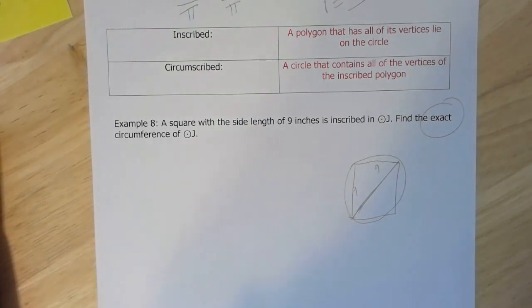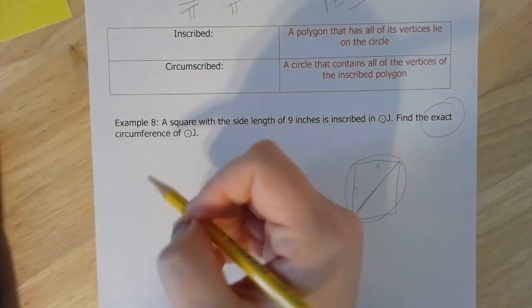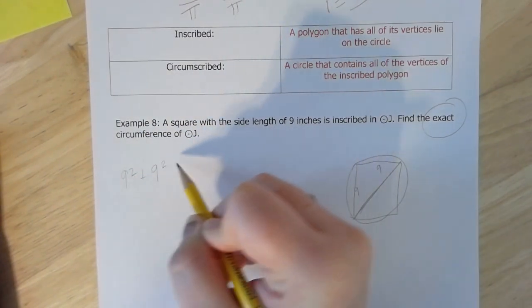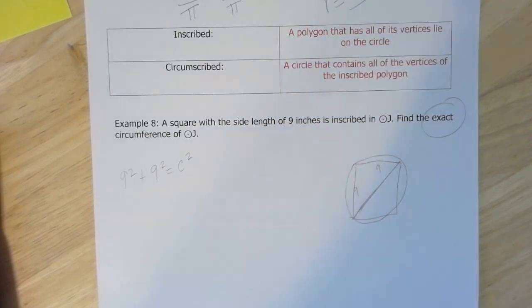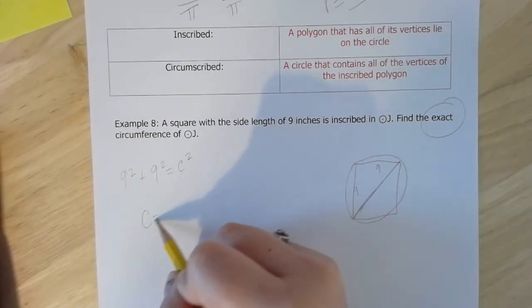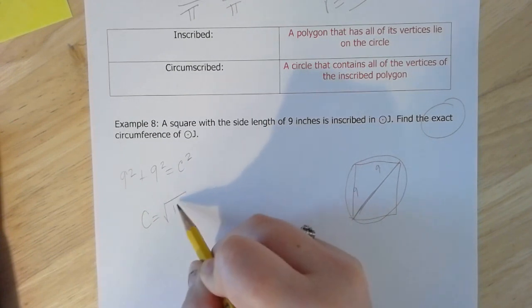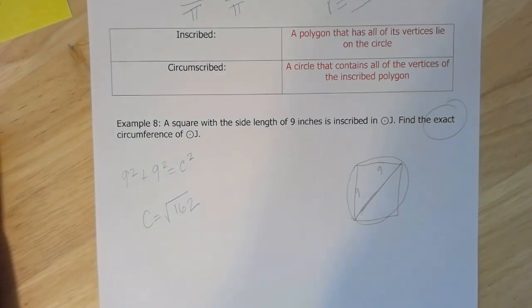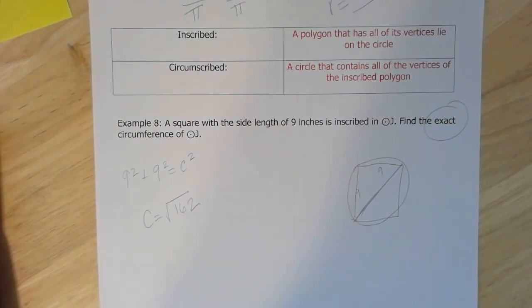If you've been thinking about it, Pythagorean theorem is correct. Okay, so you're going to do Pythagorean theorem, find the length. All right, so Pythagorean theorem, 9 squared plus 9 squared equals c squared. Okay, you're going to do all your math. You're going to get c equals the square root of 162. Now you're going to plug that into your formula.